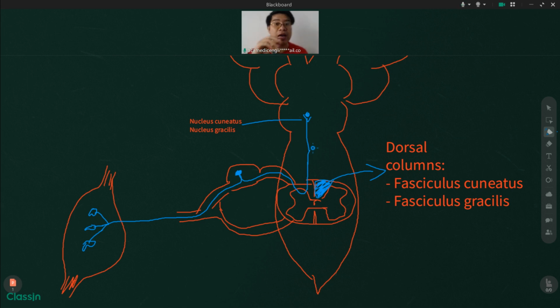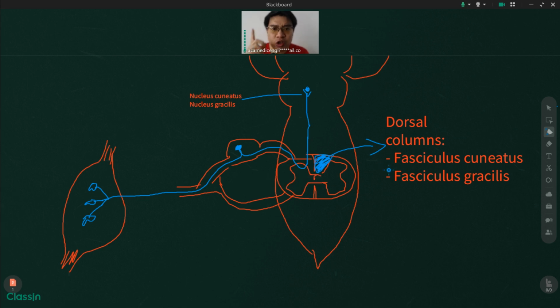Make sense? So now which fibers run in the fasciculus cuneatus and which fibers run in the fasciculus gracilis? Very simple. Fibers that have come from the lower limb and lower part of the body are going to go with the fasciculus gracilis.